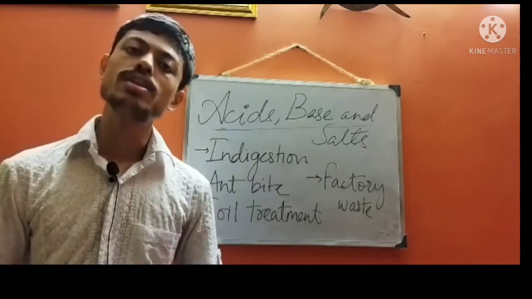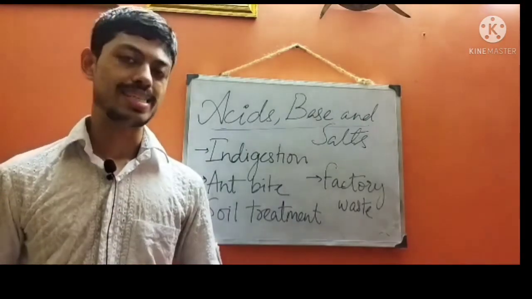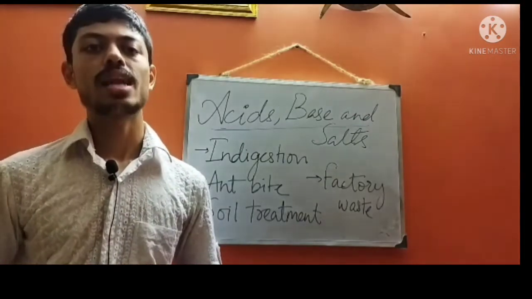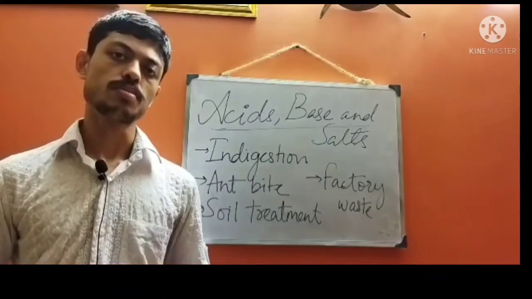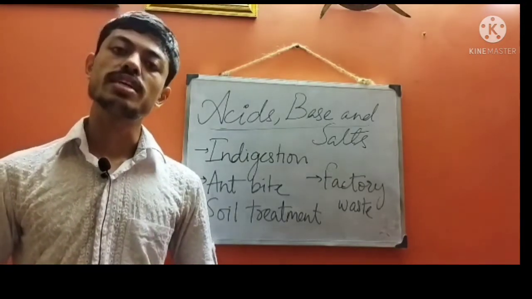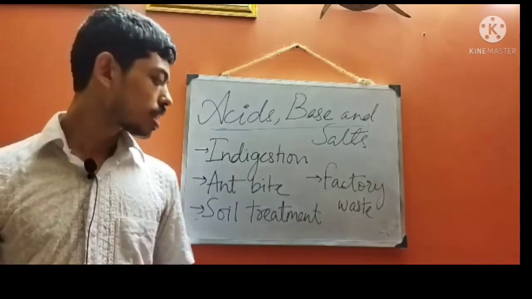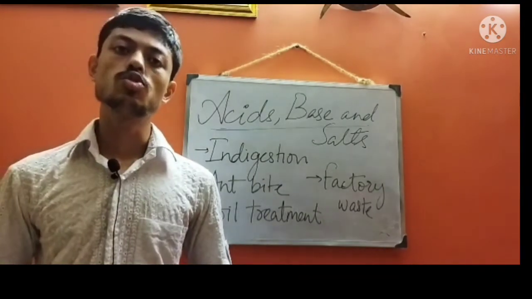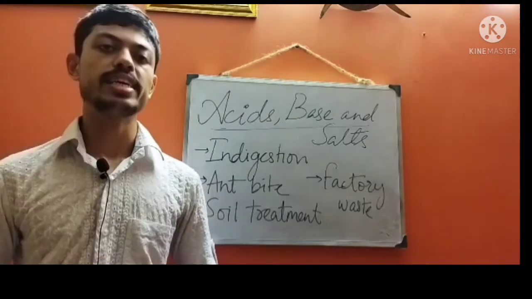Now coming to soil treatment. If the soil is too acidic, we use a base like quicklime, that is calcium oxide, or slaked lime which contains calcium hydroxide to neutralize the soil. And if the soil is too basic, we use compost which is acidic in nature.